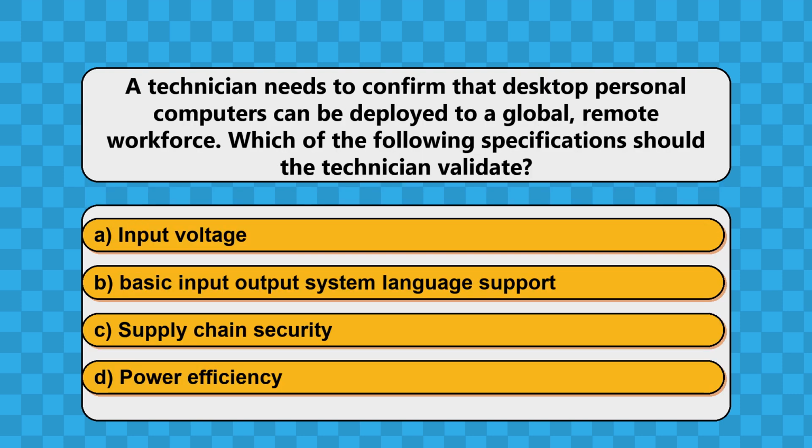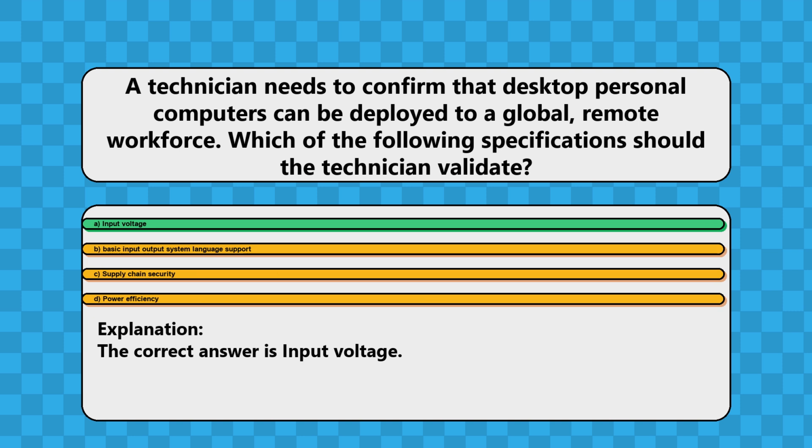Question 56. A technician needs to confirm that desktop personal computers can be deployed to a global, remote workforce. Which of the following specifications should the technician validate? Option A, input voltage. Option B, basic input-output system language support. Option C, supply chain security. Option D, power efficiency. The correct answer is option A, input voltage.